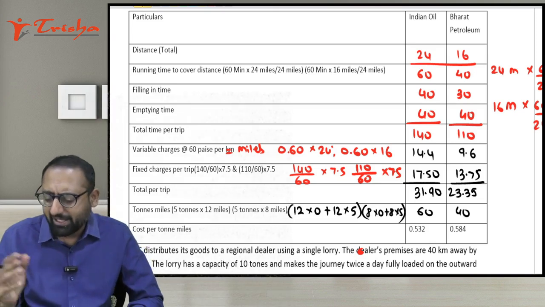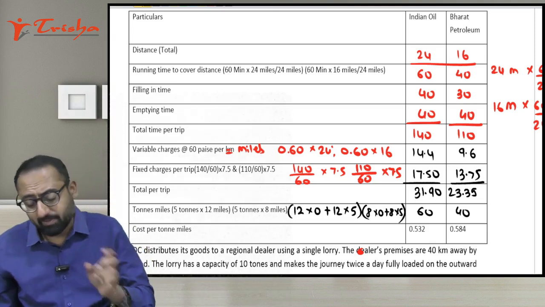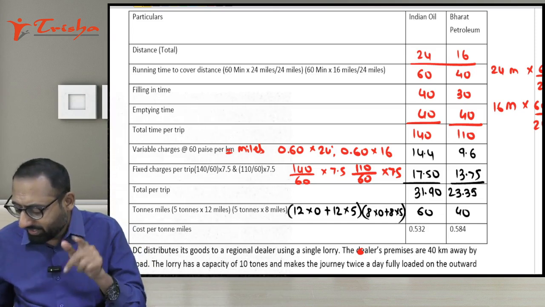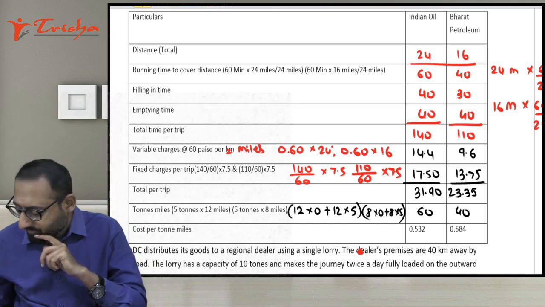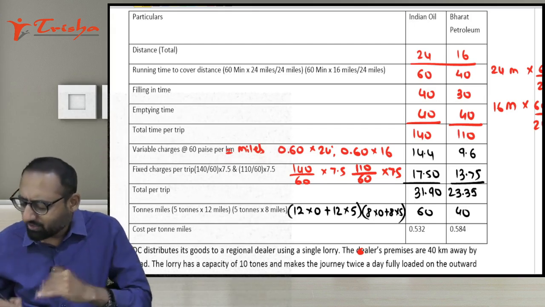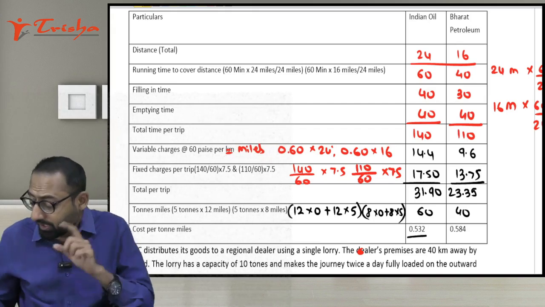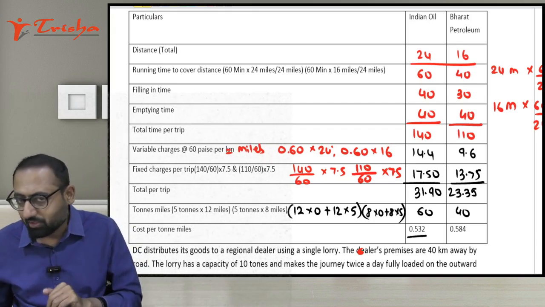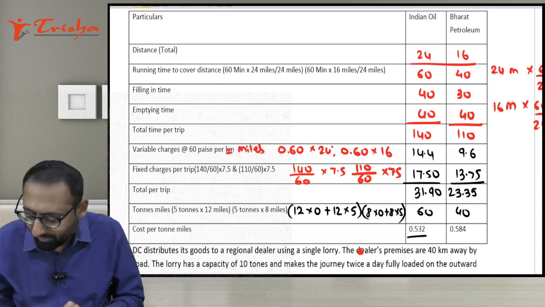So immediately I can calculate cost per ton kilometer or cost per ton mile: 31.90 divided by 60. Your answer comes to 0.5316, so approximately 0.532. Then 23.35 divided by 40 is your ton kilometer cost. Your answer comes to 0.584.